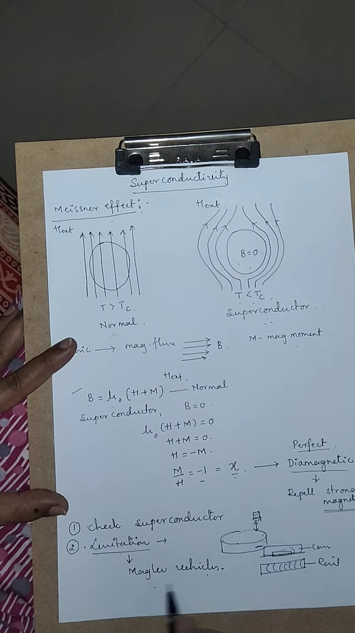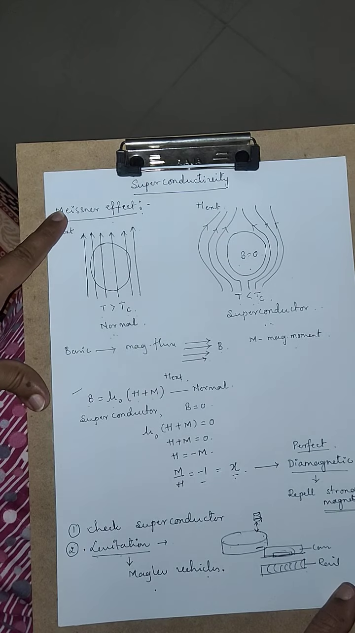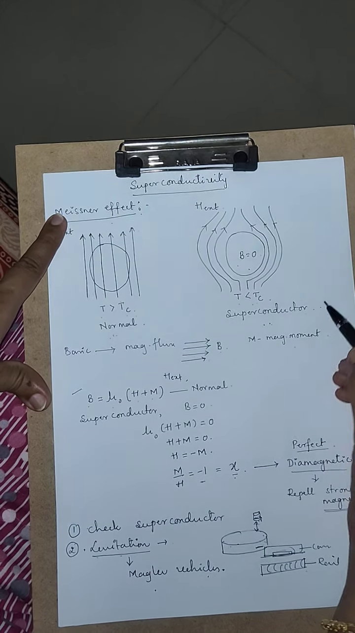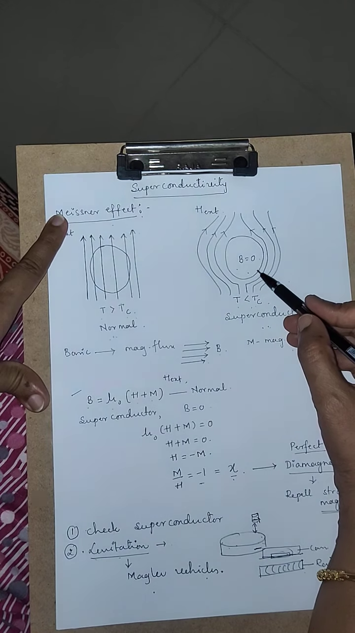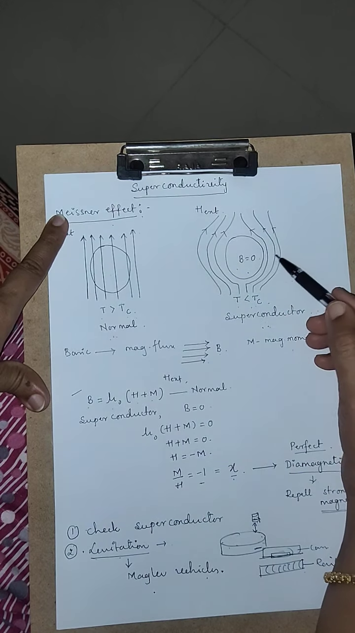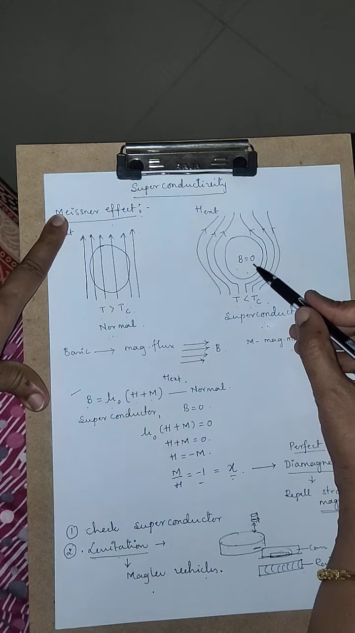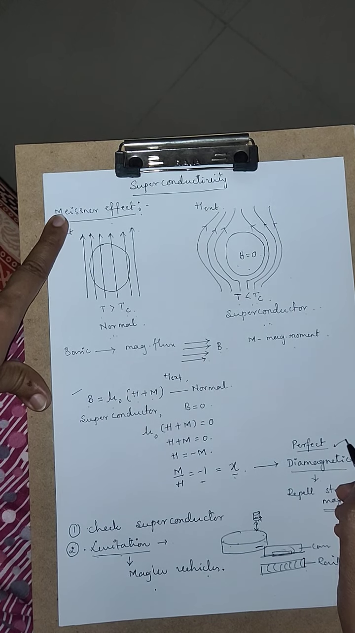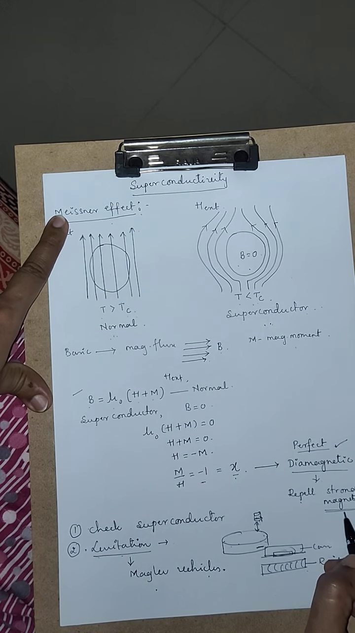So in this video, we understood the Meissner effect, which says that a superconducting material will not allow any flux to flow through it. The magnetic flux through the material is 0, and the material acts as a perfect diamagnetic material which repels strong magnets.